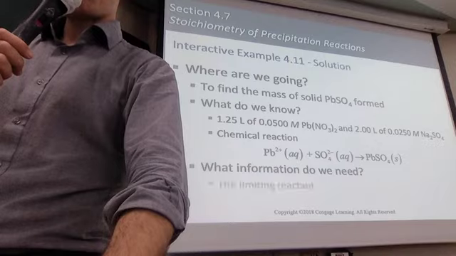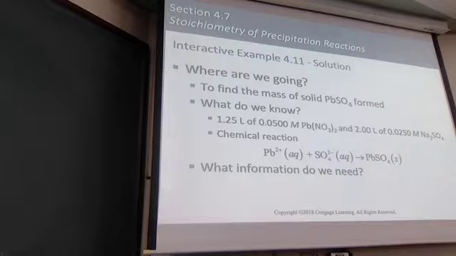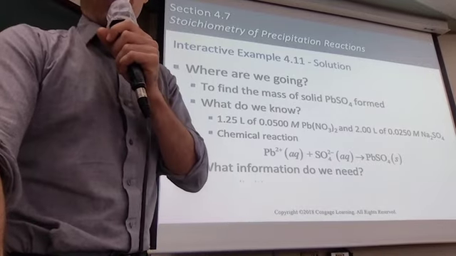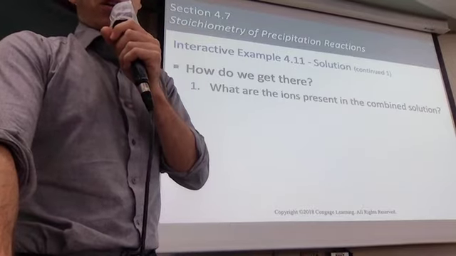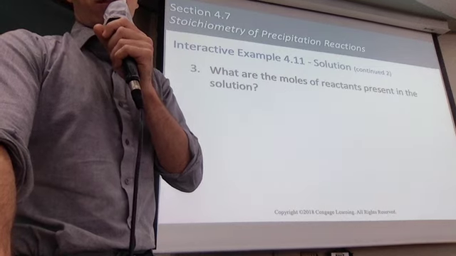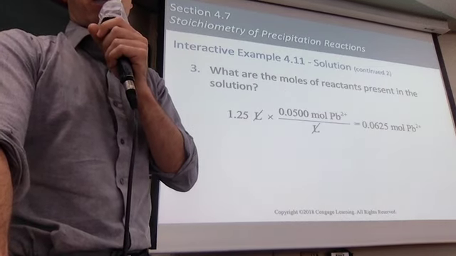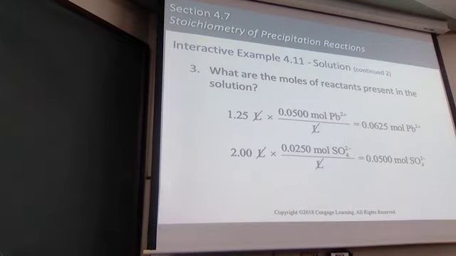Okay, so let's do step by step. We write down the net ionic equation. So lead sulfate is formed. So we write down lead 2 plus and sulfate 2 minus reacts to lead sulfate. What information do we need? Well, we need the limiting reactant, and for that we need the moles, right, as we know. So how to get there? The balanced net equation we already have. So we calculate the moles by multiplying the volume with the concentrations. And you realize that you have different amounts of lead and sulfate.